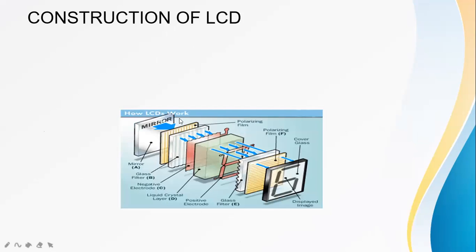See here the construction of LCD. Here it is a field effect type. It has a mirror and a glass filter. Here is a glass filter and negative electrode. This is the liquid crystal layer, and a positive electrode. Here there is a negative electrode and here there is a positive electrode, and again there is a glass filter. This is the displayed image.